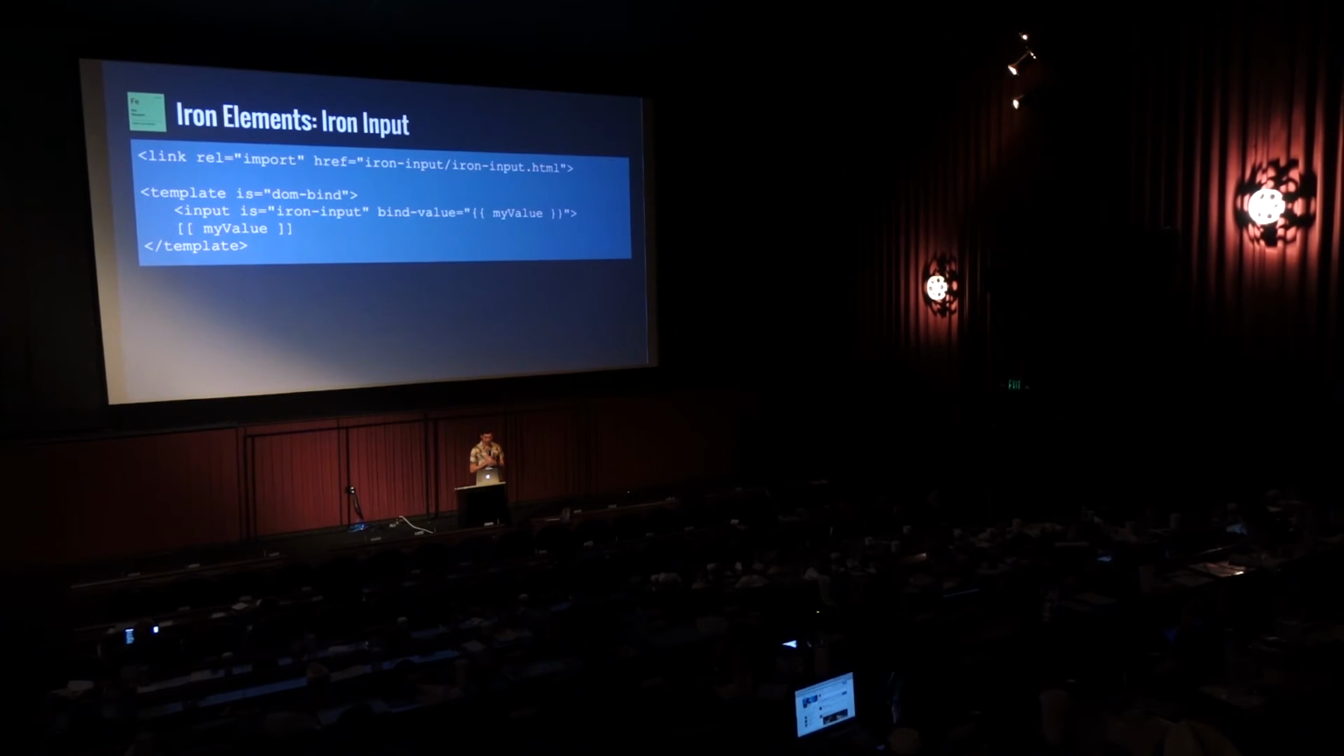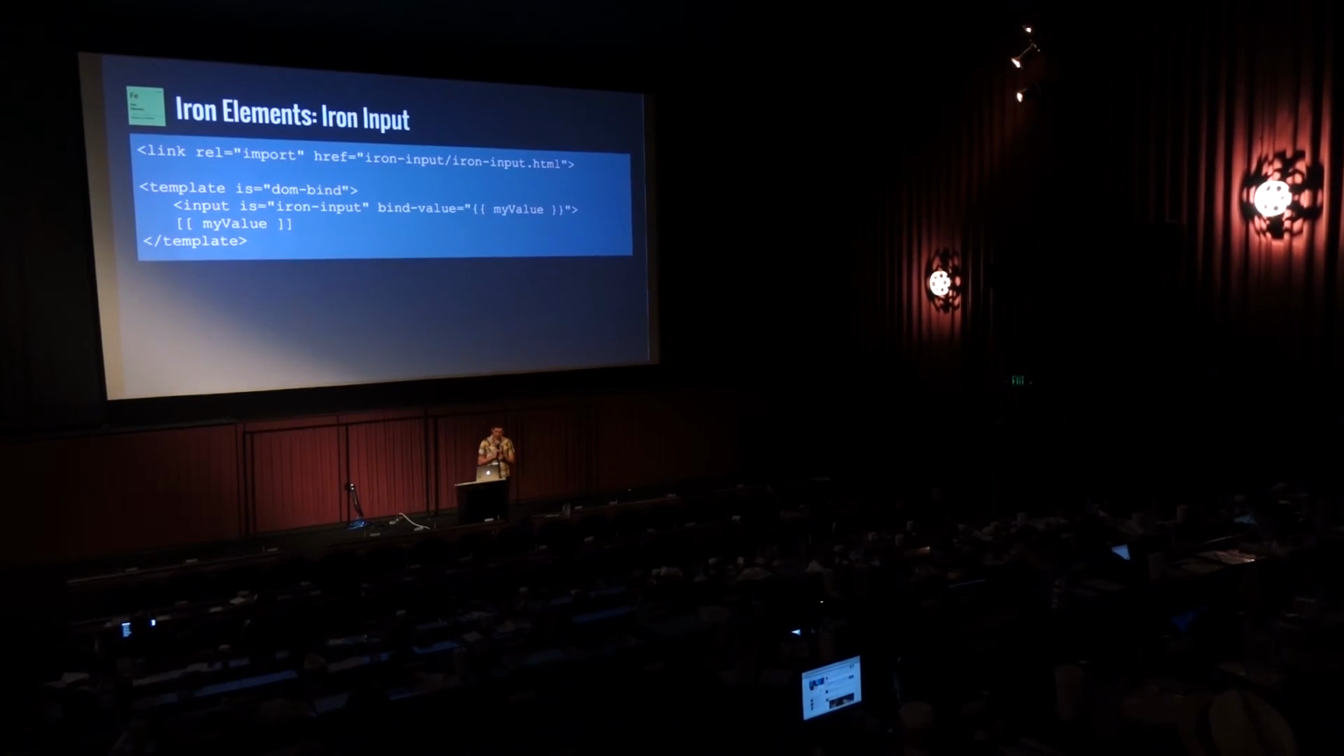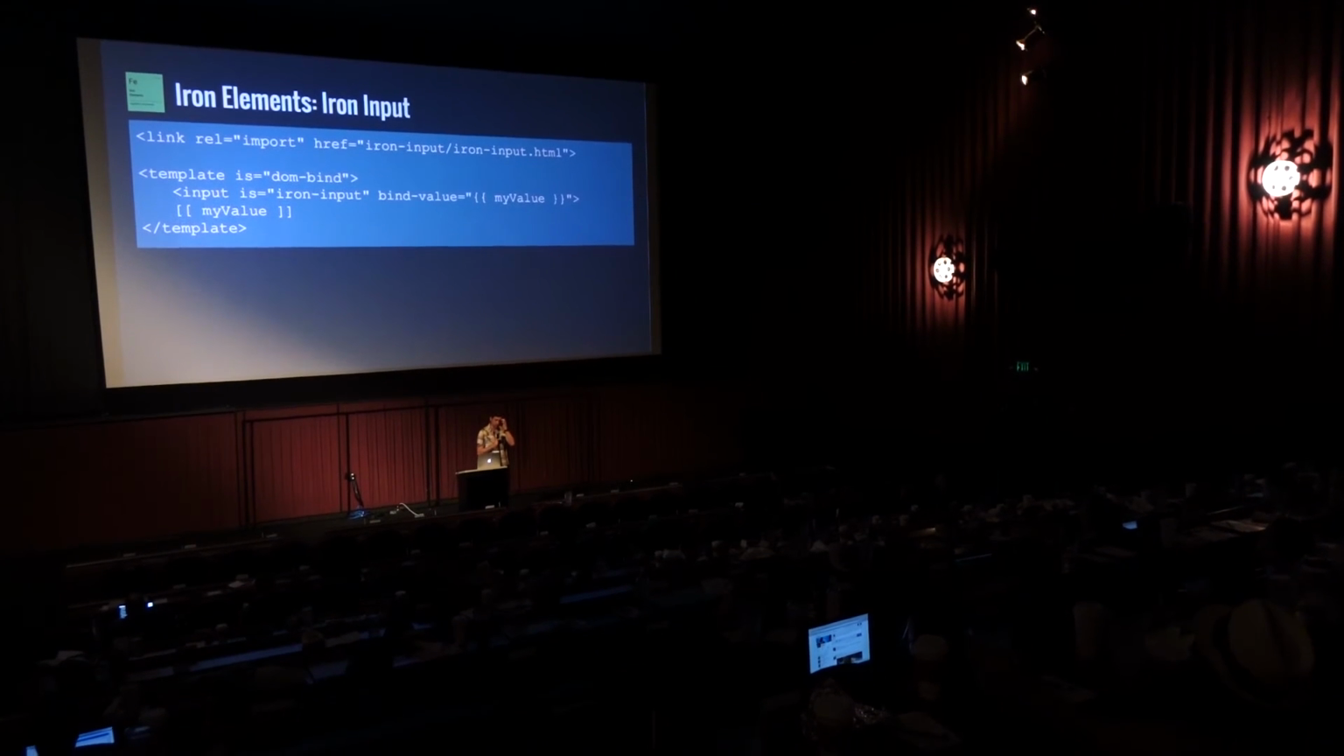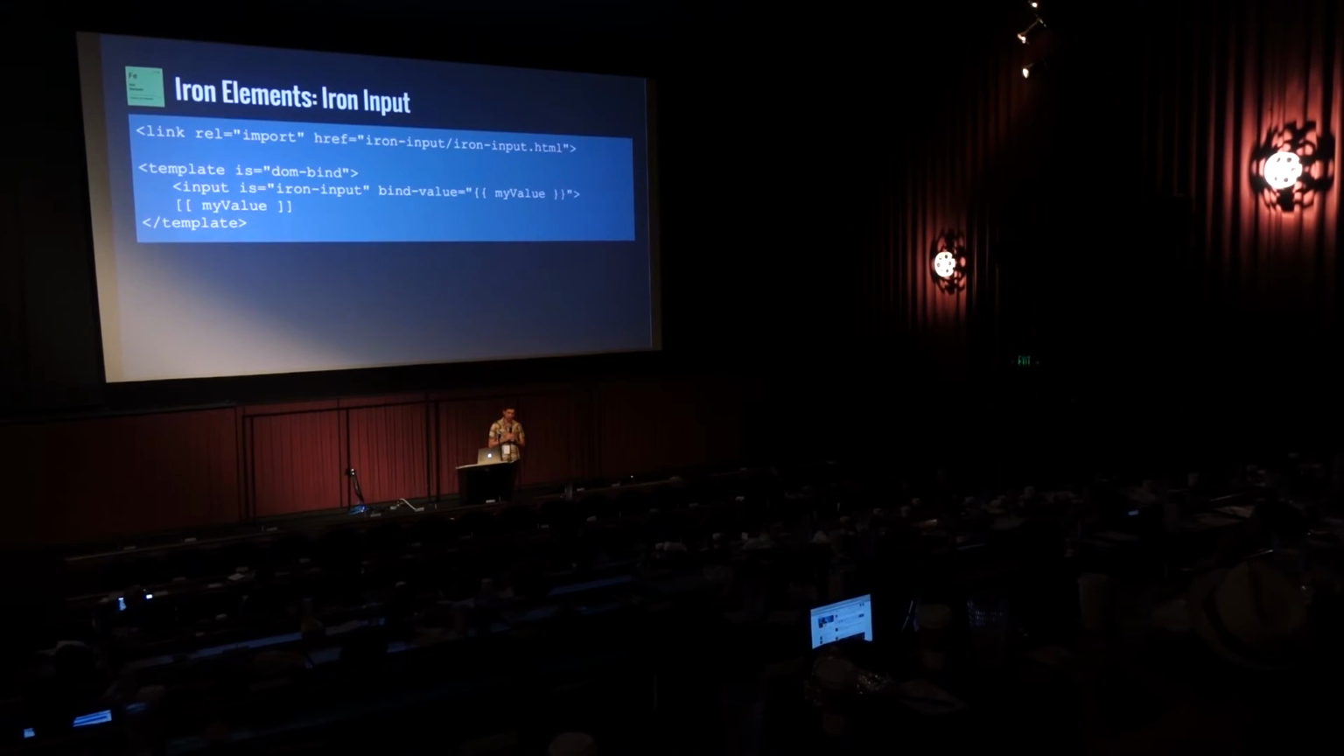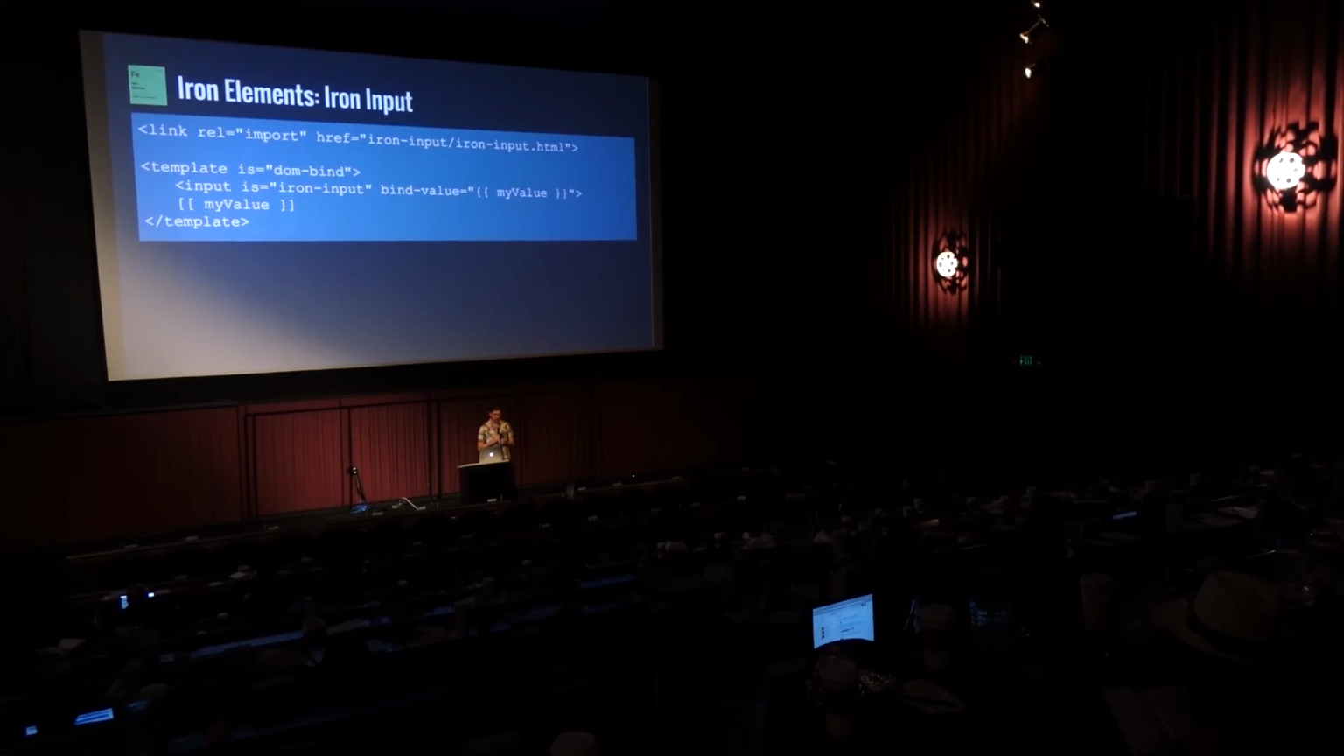You import the iron input HTML file, and then when you use this inside of your template, all you need to do is put an attribute of is iron input, and this automatically creates two-way data binding. And in my very overly simple example, set the bind value to whatever value it is, and then in brackets, we're just going to output that value. And when you run this example, as soon as you start typing in the input, it outputs right where those open and closed brackets are of my value.